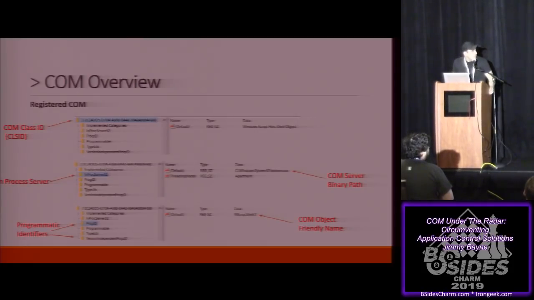If you can see at the top left, the COM class ID, that's actually the unique value that represents the COM object. In this case, we have an InProcServer32. That key value points to a COM server binary path, in this case C:\Windows\System32\wshom.ocx. And then we have two programmatic identifiers here. The friendly name is wscript.shell.1. A version independent ProgID would just be wscript.shell.